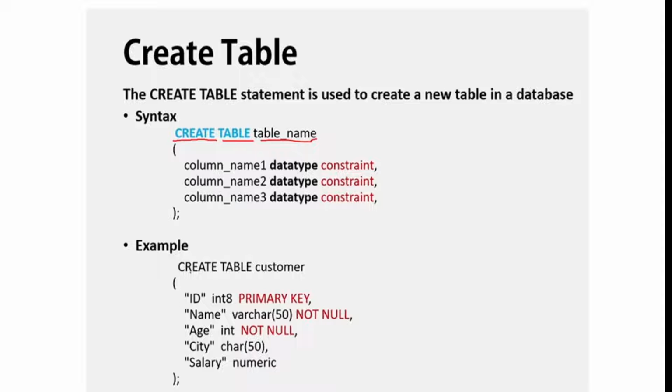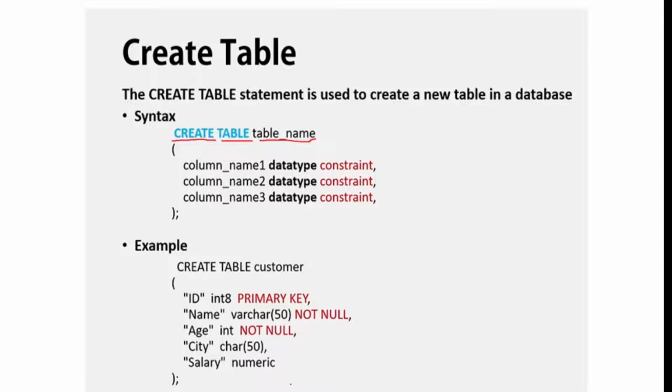Under this example, you can see the table where I have taken a few column names like ID, name, age, city, salary with their data types and constraints. If you want to learn about constraints and data types in detail, please go and watch my previous video. Now let's go back to the SSMS screen and learn how to create a table structure practically.